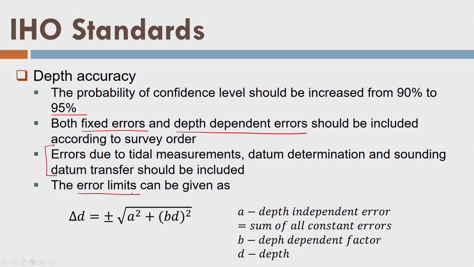Finally, how to determine the errors or the accuracy. It is the square root of a square plus (b into d) whole square, where a is the constant error. If I make the sum of all the constant errors, that is equal to a here, and b is the depth dependent error. We said in case of position error 5% of the depth. So b is that factor, b into d, then we make the square, make the summation of the squares, and then we take the square root. This is depth accuracy. So, we should be very careful to evaluate the depth accuracy of the sounding operation.